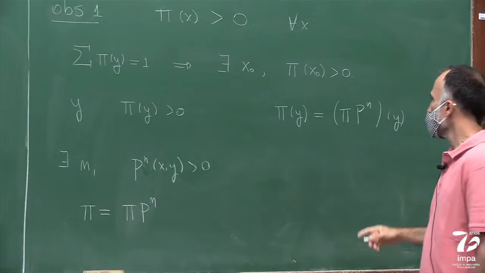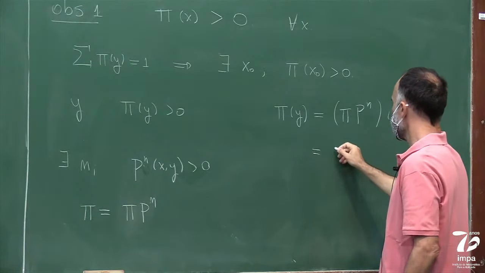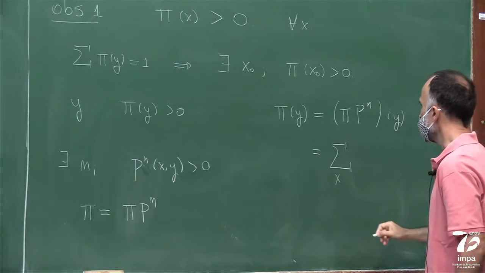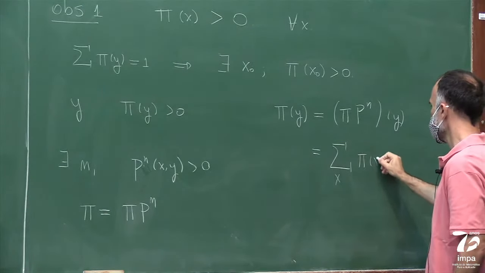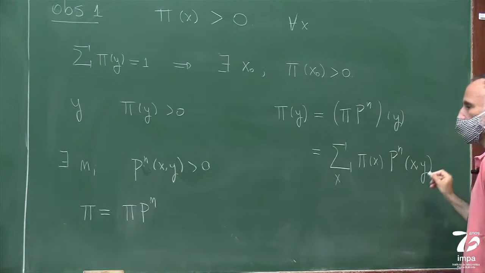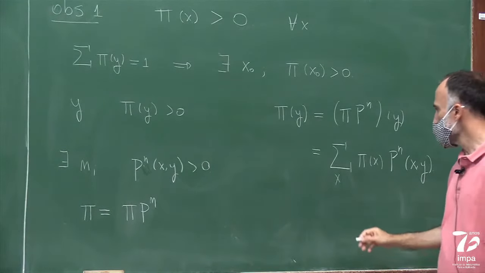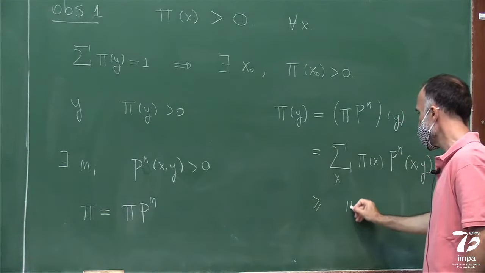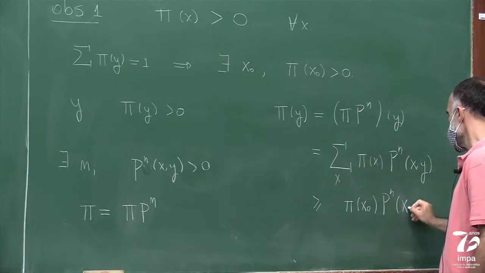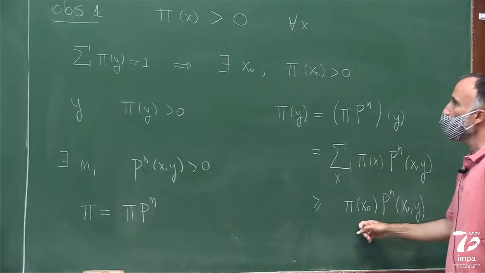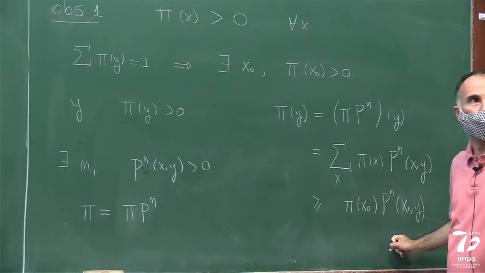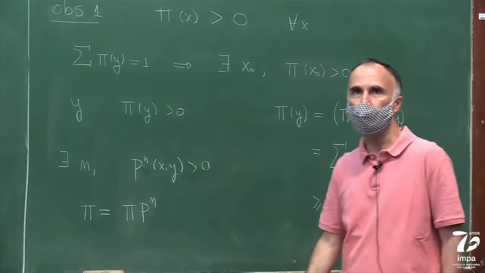Okay? But pi P^n of y is the sum in x of pi(x) P^n(x,y). And this is larger or equal than pi(x0) P^n(x0,y). Pi(x0) is strictly positive. P^n(x0,y) is strictly positive, and therefore the product is positive.